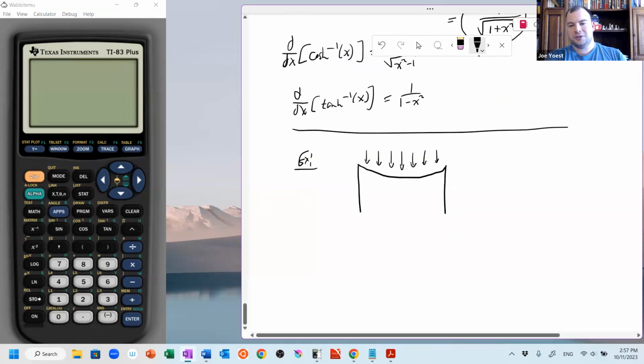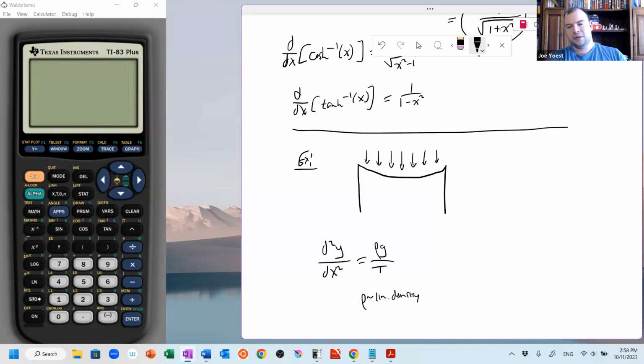The curve that this cable makes can be modeled by the second derivative of y equals rho g over T, where rho is the linear density of the cable, g is gravity, and T is tension in the cable at the lowest point, times the square root of 1 plus dy dx squared.